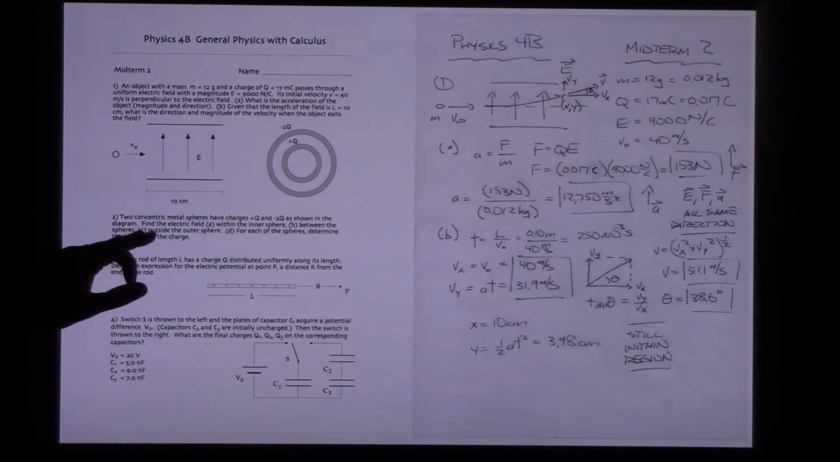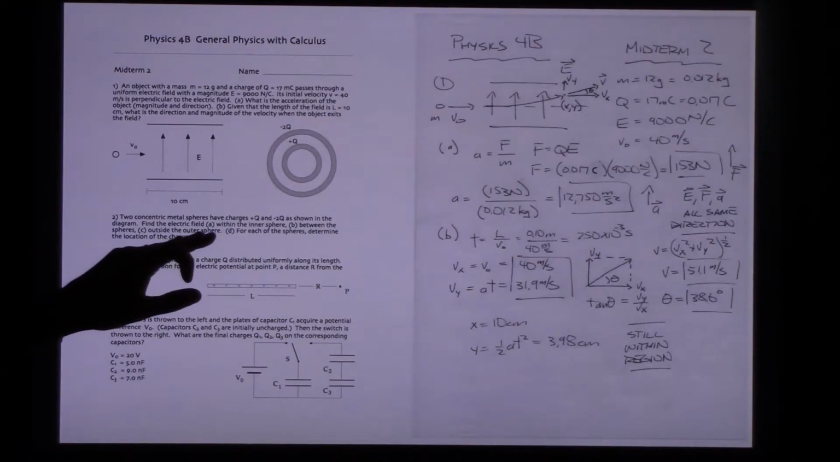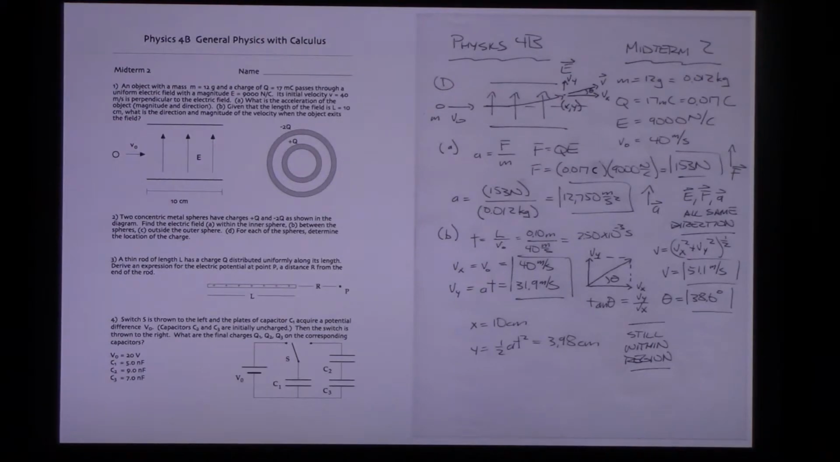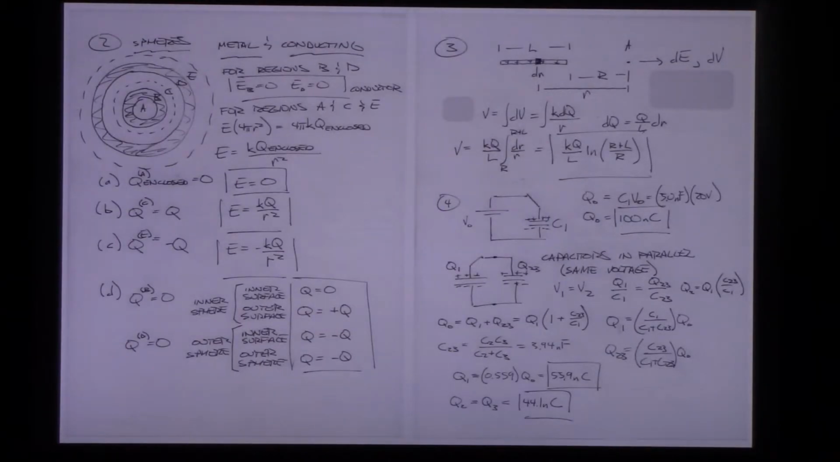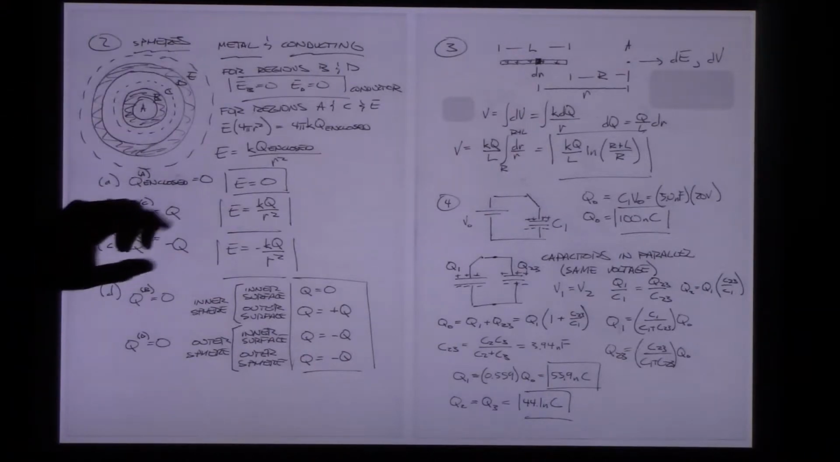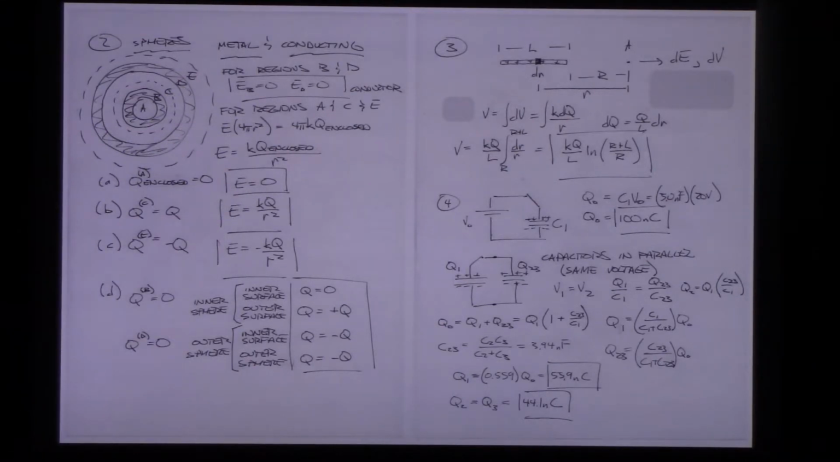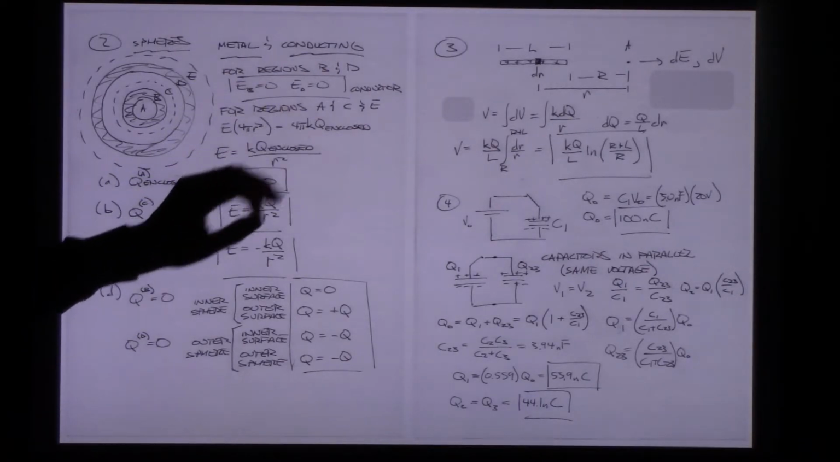Now what they're asking is, let's find the electric field everywhere: within the inner sphere, between the spheres, outside the spheres, and then for each of the spheres, determine the location of charge. The electric field within the conductor itself is going to be 0, and we're going to use that in the problem. So here it is. I've identified 5 regions, A, B, C, D, E, and I started out by saying, hey, in region B and region D, there will be no electric fields inside a conductor. So those are taken care of. I'm sure I'll get some partial credit for writing that down. So for regions B and D, the electric fields will be 0.